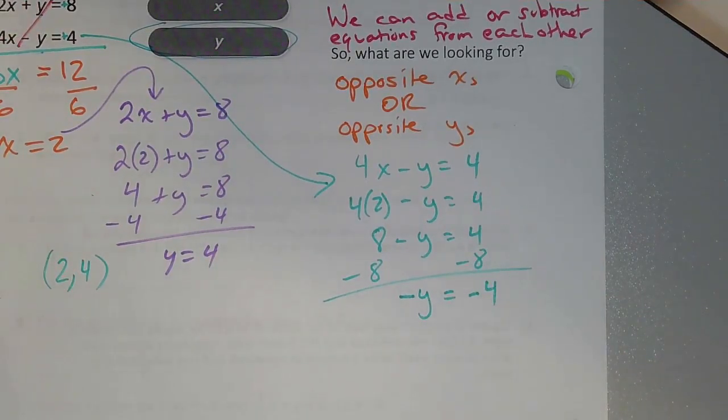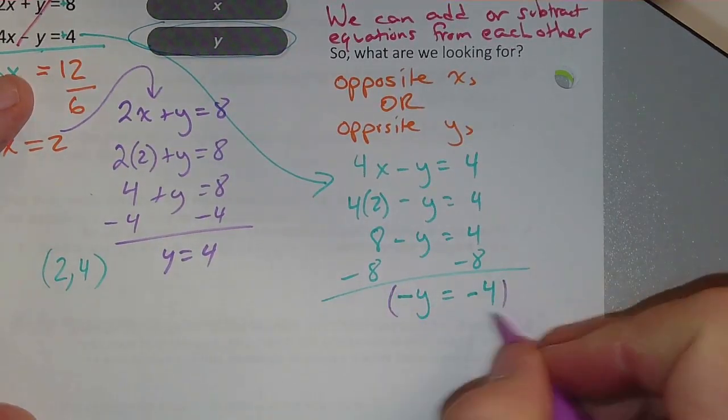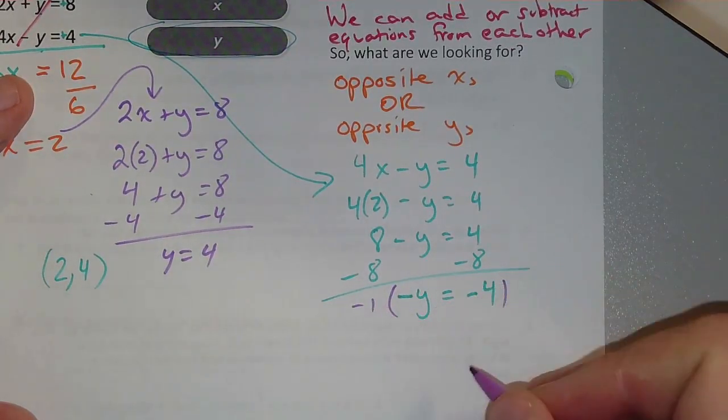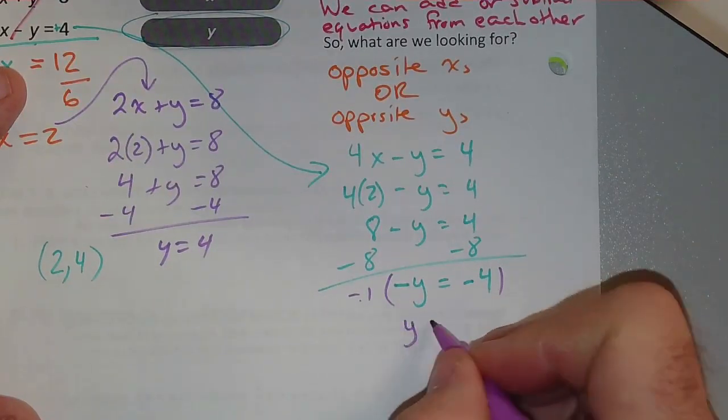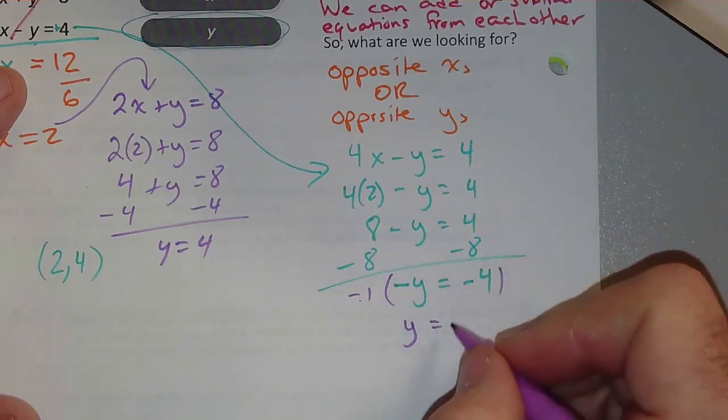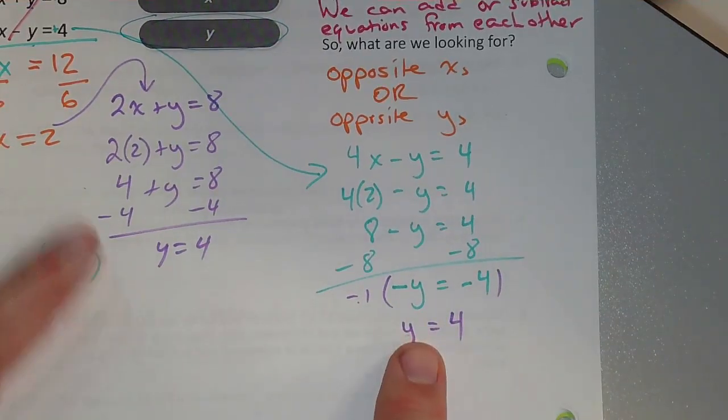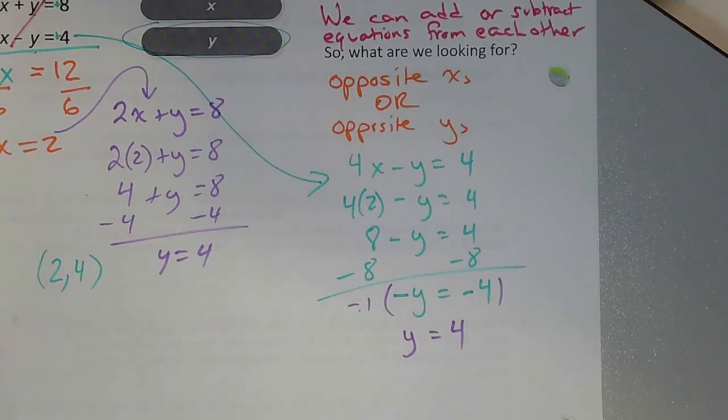Okay, did we want to know what negative y is? No. So we're going to multiply the whole thing by negative 1. Negative 1 times negative y is y. Negative 1 times negative 4 is 4. And that's where we get our 2, 4. Okay, flip it over. Let's do the next page.